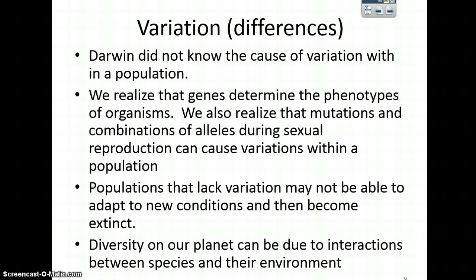With humans, if a new disease suddenly arises, some people will die, maybe even a lot of people, but not everyone's going to go extinct because of one disease, because there will be somebody out there that has the genes needed that allows them to be immune from the disease. And another thing, so Darwin had said diversity on our planet can be due to the interactions between species and their environment.